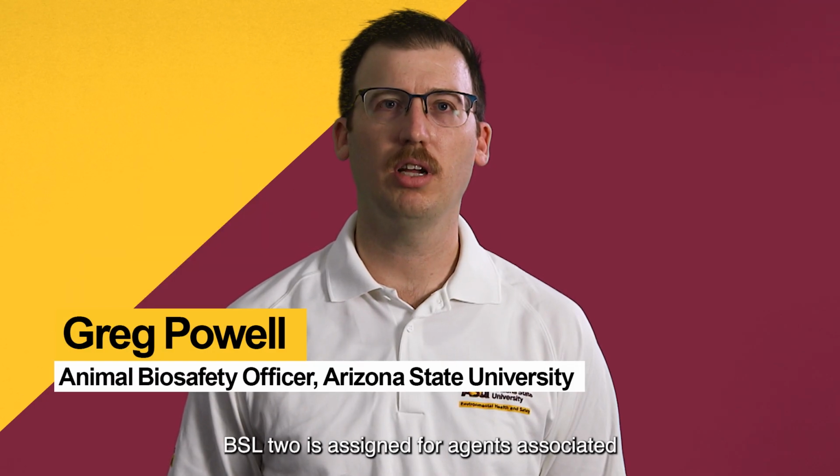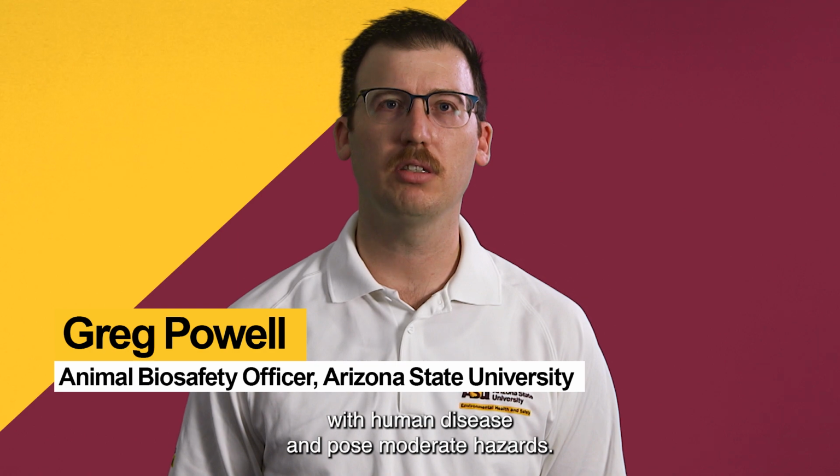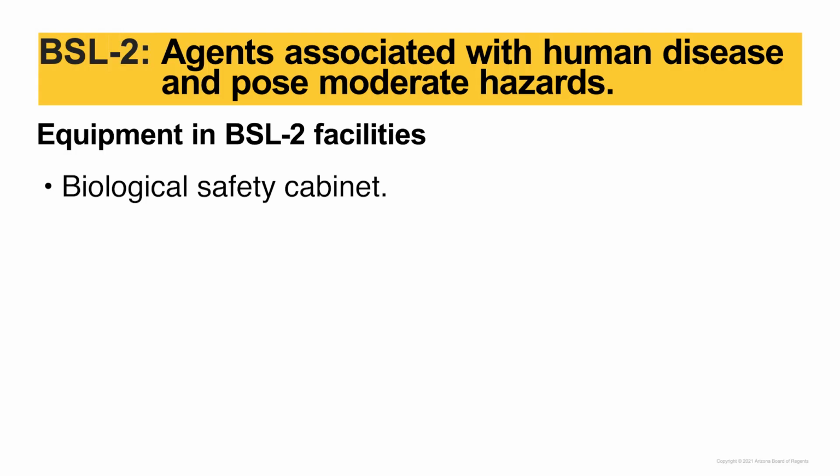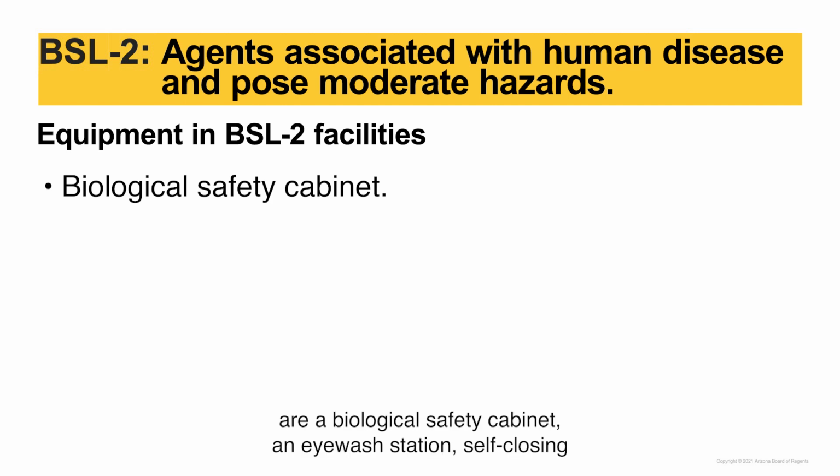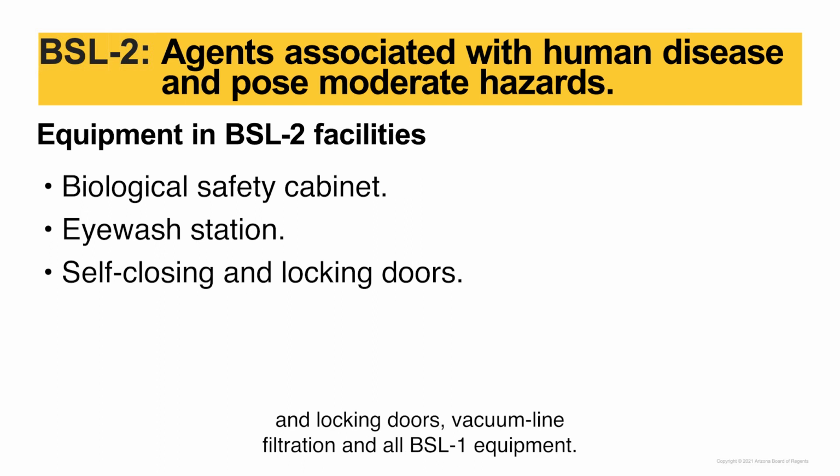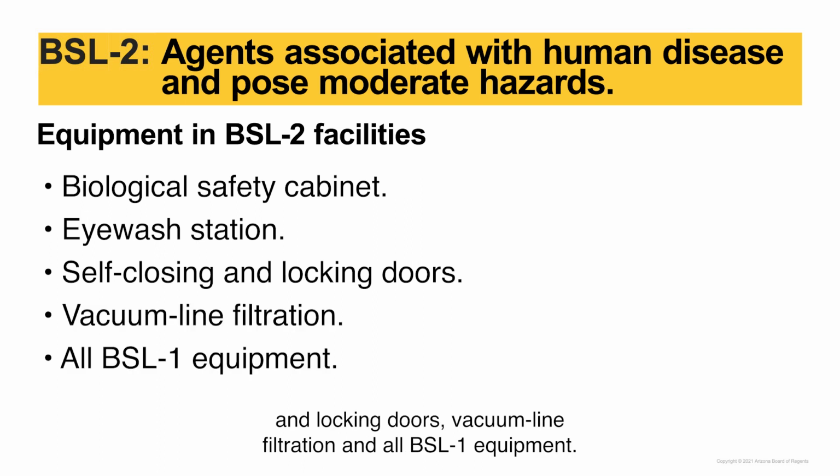BSL-2 is assigned for agents associated with human disease and pose moderate hazards. Examples of equipment found in a BSL-2 facility are a biological safety cabinet, an eye wash station, self-closing and locking doors, vacuum line filtration, and all BSL-1 equipment.